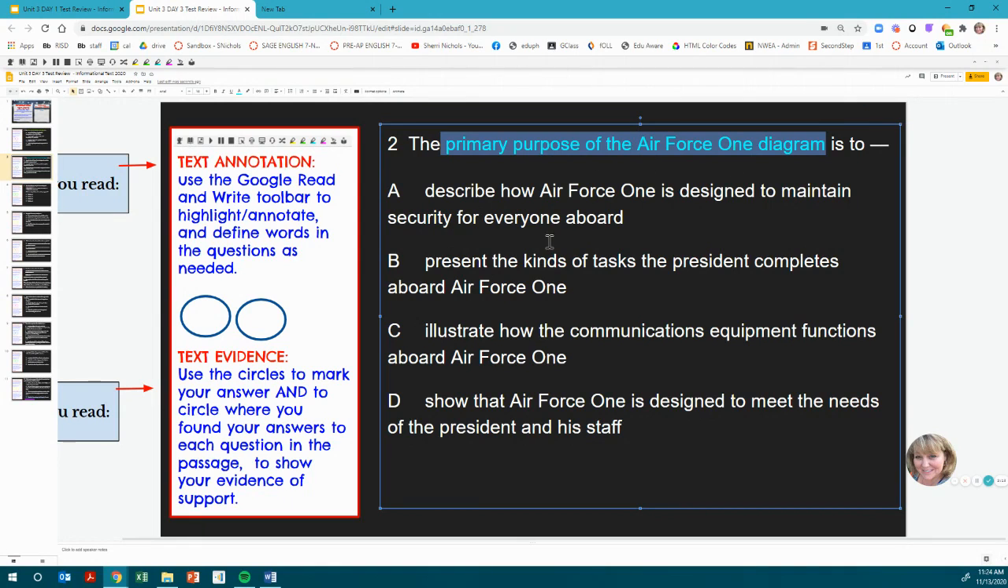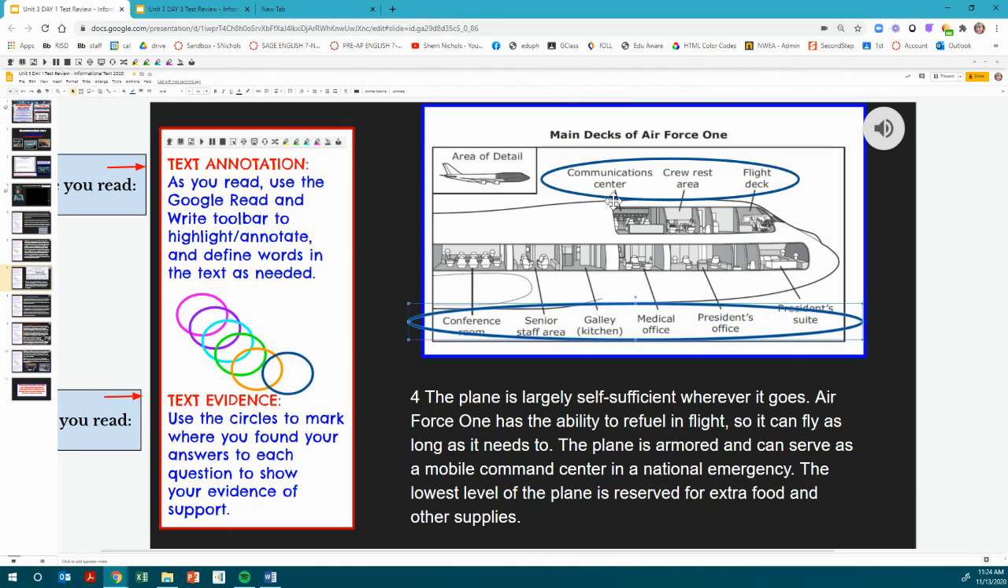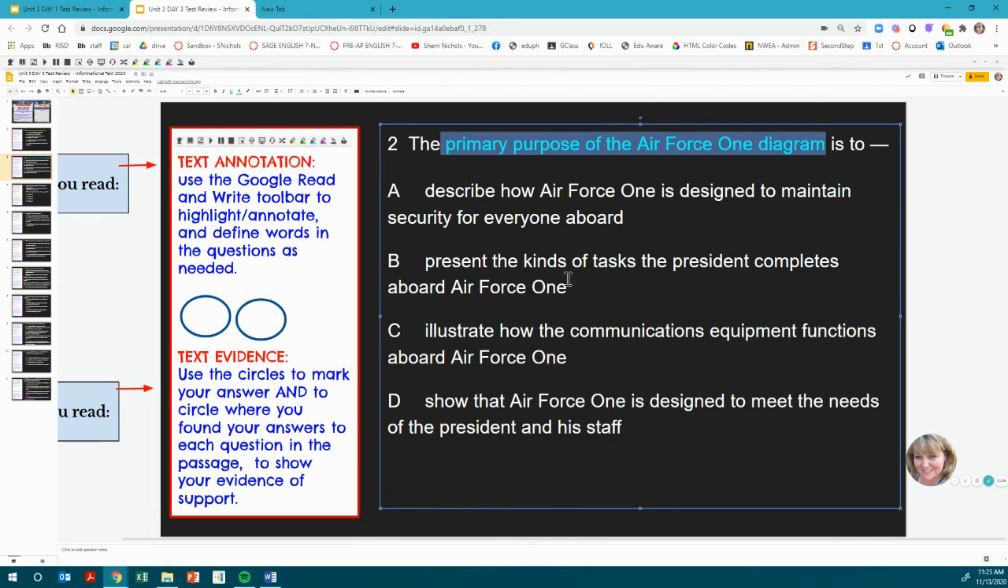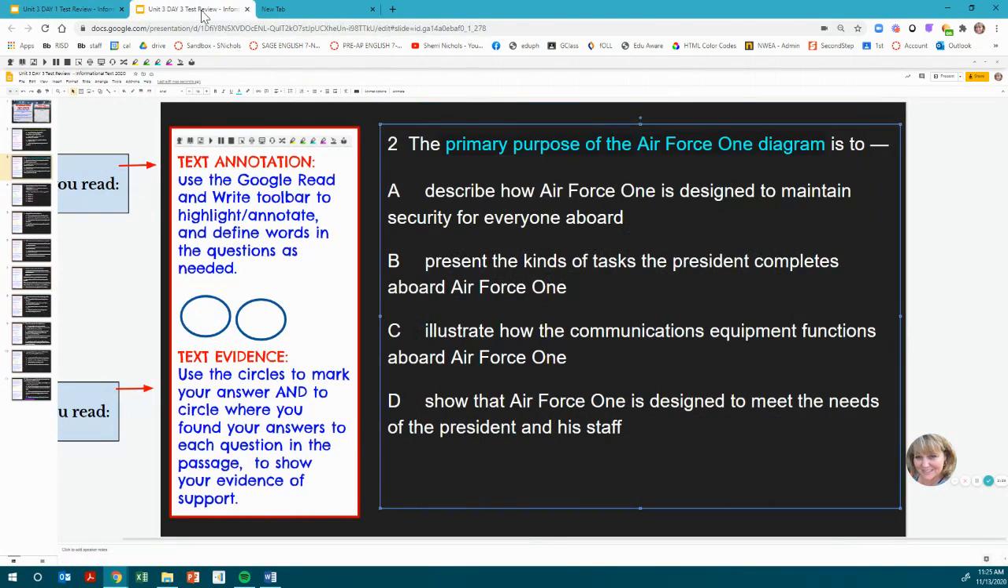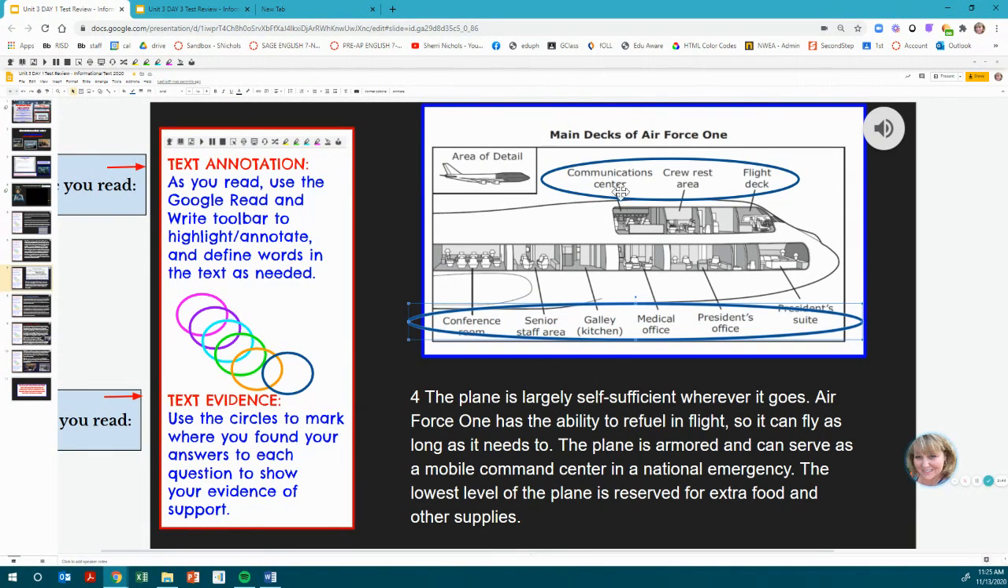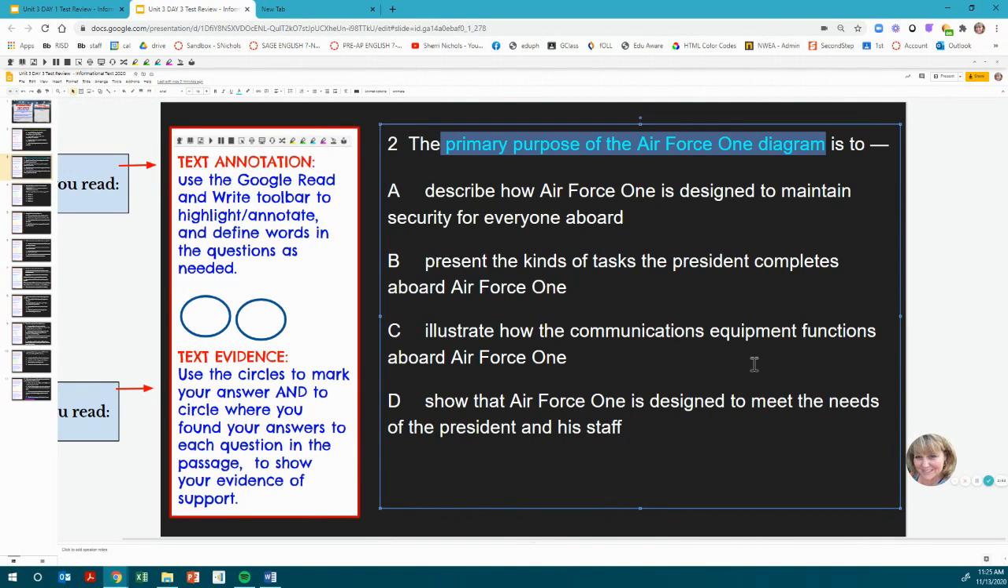So the primary purpose: describe how Air Force One is designed to maintain security. Well, if I go back and look at that diagram, none of these really focus on security, so I can get rid of that answer. Present the kinds of tasks the president completes aboard Air Force One. Well, it shows where the president could work in his office, but it doesn't say anything about the kinds of tasks that he will do on Air Force One. Illustrate how the communications equipment functions aboard Air Force One. It shows you there is a communication center, but that's all it's showing us. It doesn't give us any details about the communication center or the equipment.